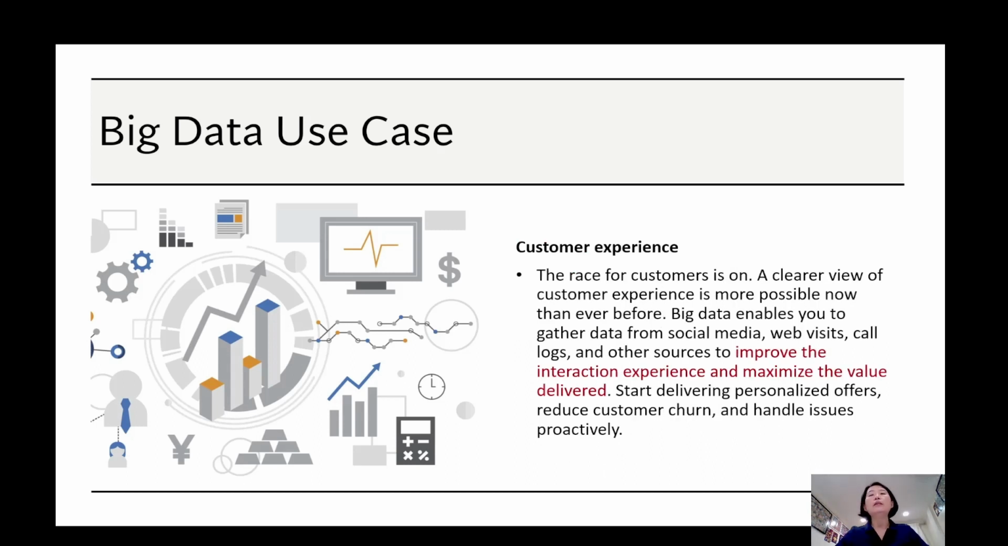Customer experience is another big data use case, very popular. You can make use of the data which you gather from social media like Facebook, especially the web visits, the call logs, and other resources to improve interaction, experience, and maximize the value delivered. This will involve text processing and natural language processing in order to extract the customers' preferences or demands from this big data set from different resources. And then you start to deliver personalized offers, reduce customer churn, and handle issues proactively.